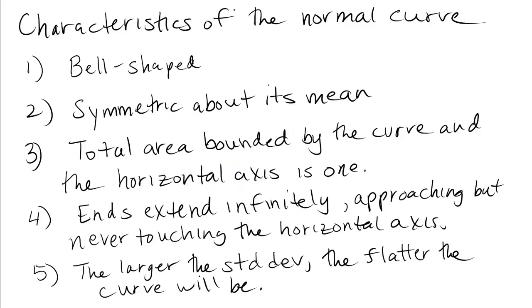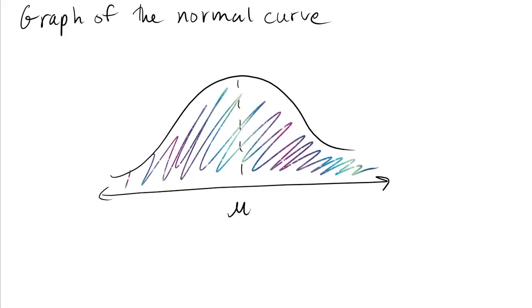Fourth, the ends extend infinitely, approaching but never touching the horizontal axis. I can't draw it this way, but the end of this curve doesn't really stop here. I've truncated the graph. It actually extends forever and ever and ever, and it does the same thing on the left side. Those edges get closer and closer to this horizontal axis, but they'll never actually touch it.